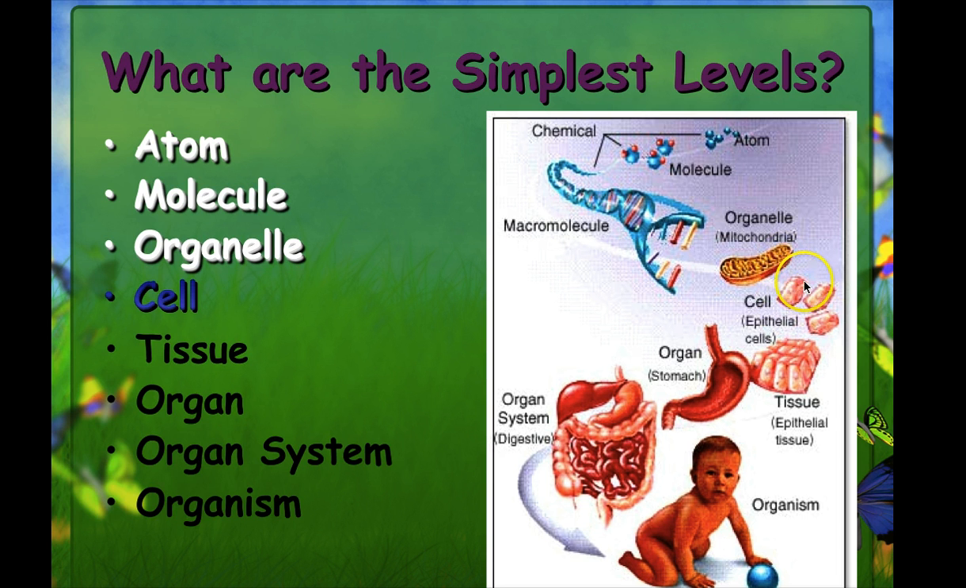Then we go into our cells. A cell is the smallest unit of life. A group of cells that perform the same function is a tissue. From there we go to our organ, which is a group of tissues that perform the same function. An organ system is a group of organs that perform the same function. And then finally, the simplest level is our organism. Even though we consider it probably one of the highest, it's actually small, relatively speaking.